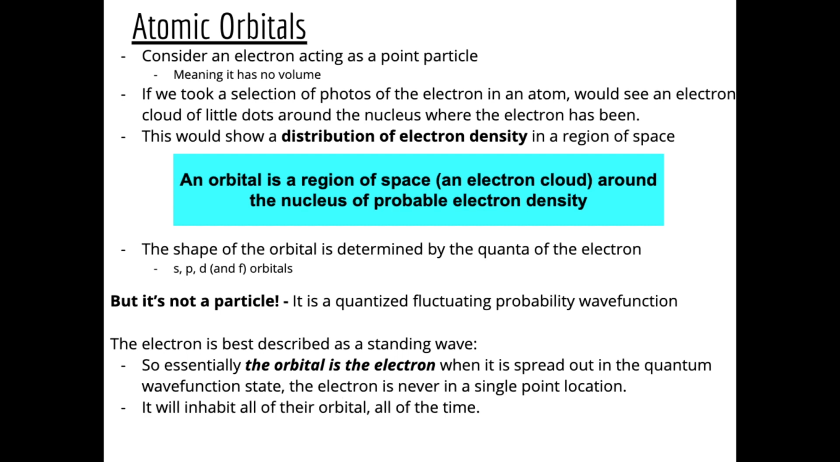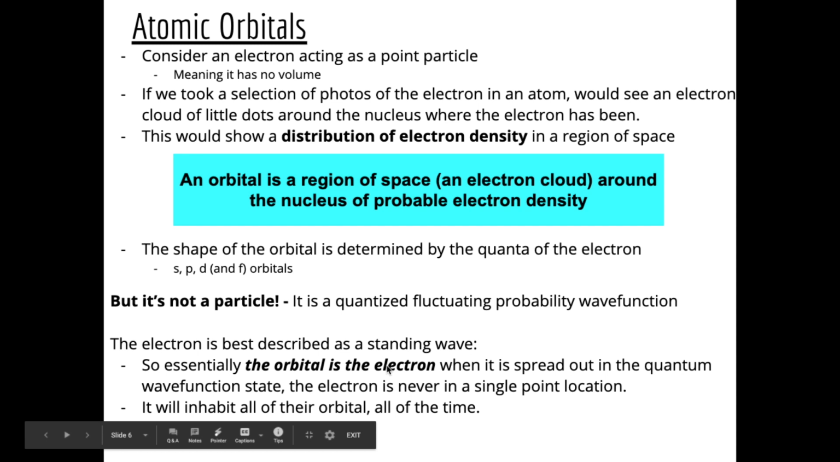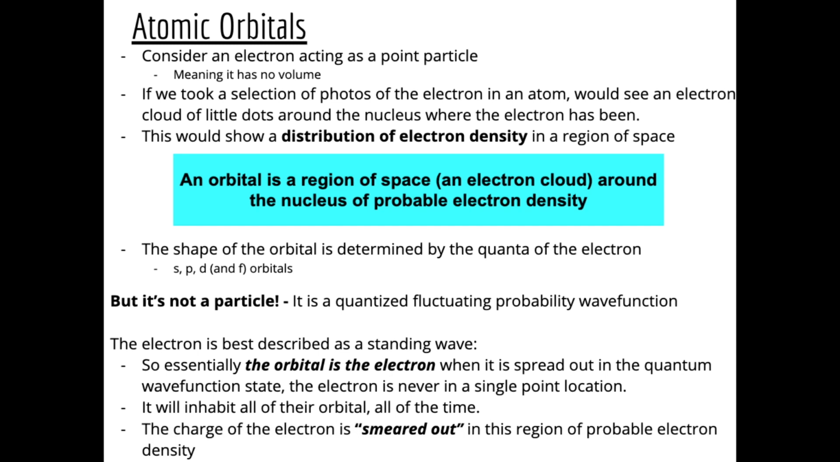So we're sort of saying two contradicting things simultaneously. It's a particle when you take it at snapshots, but it's not a particle, it's a wave function at the same time. Essentially, it will inhabit all of the orbital all of the time, and the charge of the electron is smeared out in this region of probable electron density.